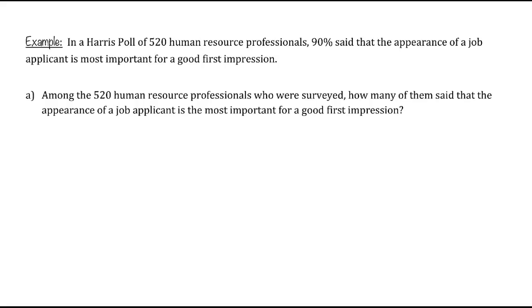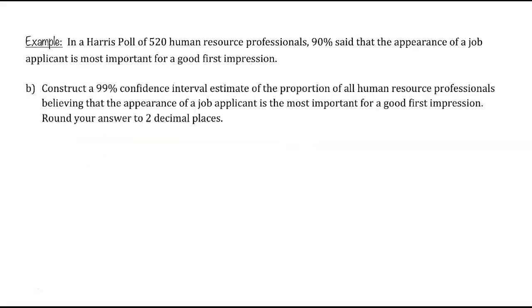Before we construct our confidence interval, let's make sure we have a solid understanding of proportion. Among those 520 human resource professionals, how many of them said that the appearance of a job applicant is the most important for a good first impression? We are told that 90% of them said this, but if 520 were surveyed, then 90% of them is how many? We can find this by multiplying 0.9 times 520. That tells us that 468 out of the 520 said that appearance is the most important.